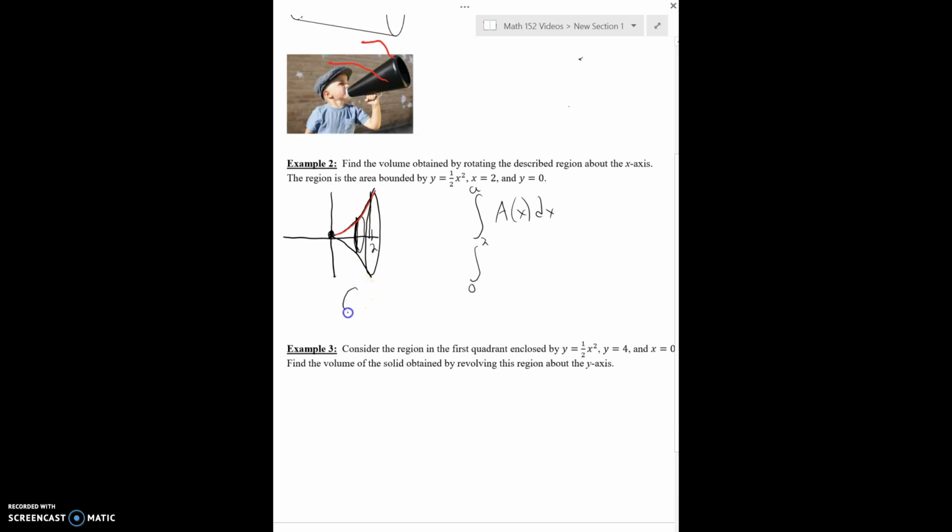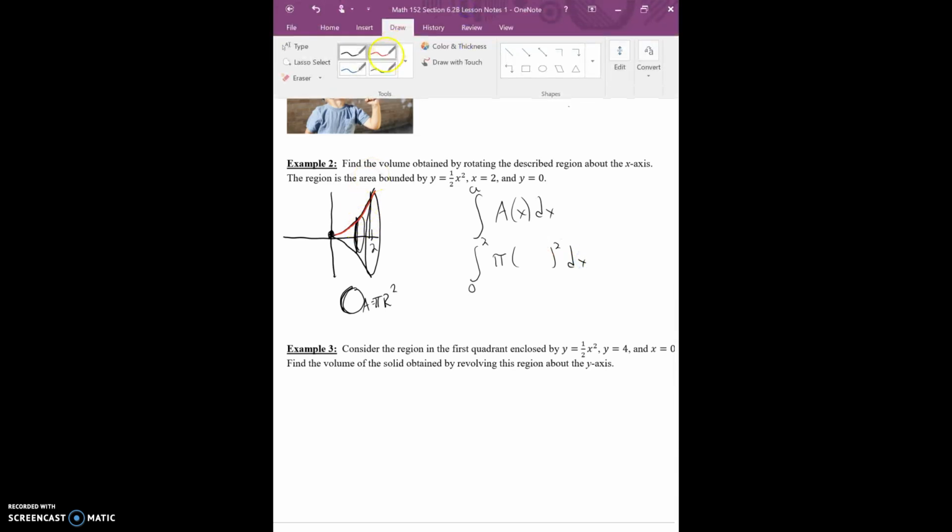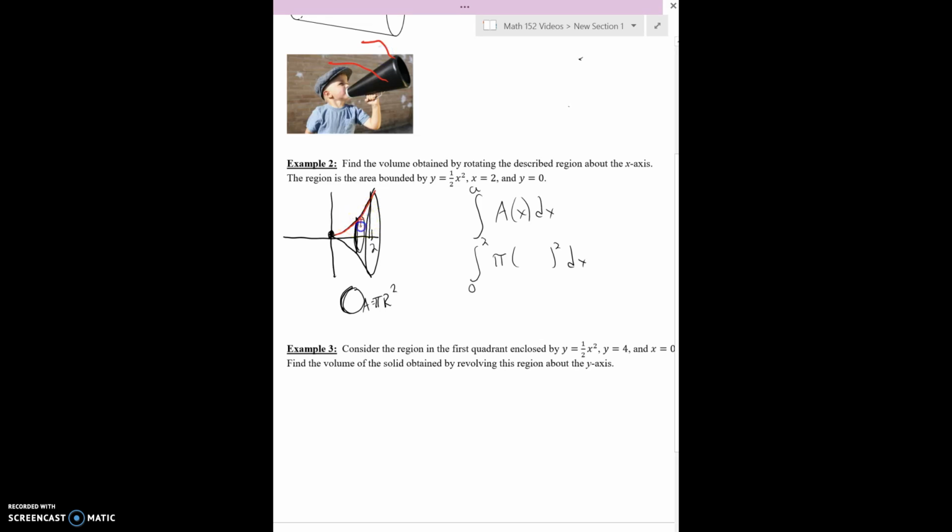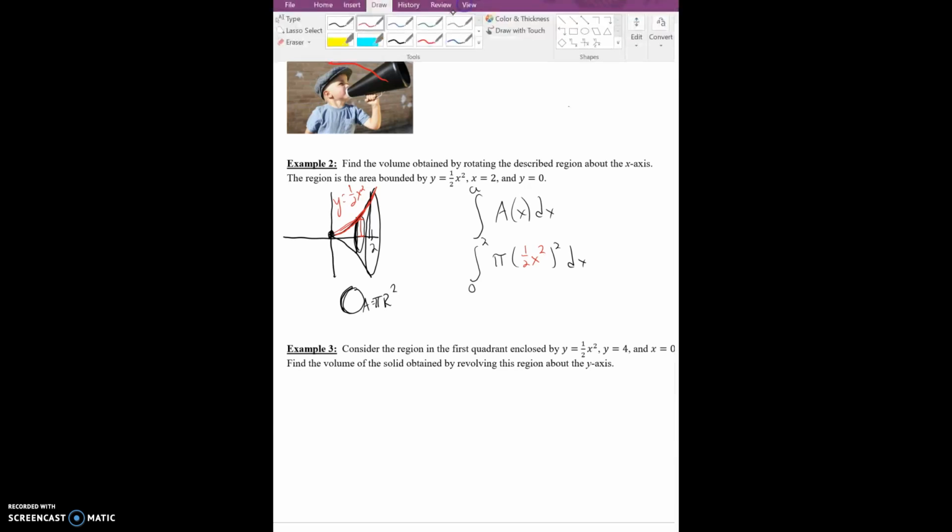And my region here, if I look at this shape right here, is a circle. It has an area of pi r squared. So my area is going to be pi times the radius squared. Now the radius in here, let me go ahead and switch colors if I can figure that out. The radius of my slice is right there, and that depends upon this function right here, which is y equals 1/2 x squared. And so that is what we're going to put in here, y equals 1/2 x squared. And at this point, then, all we have to do is integrate.